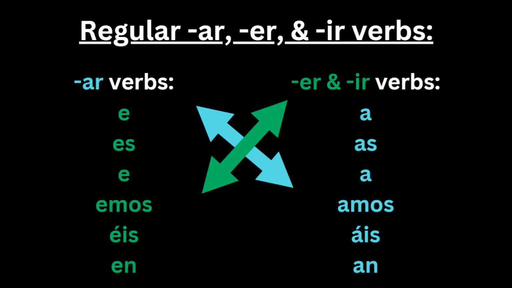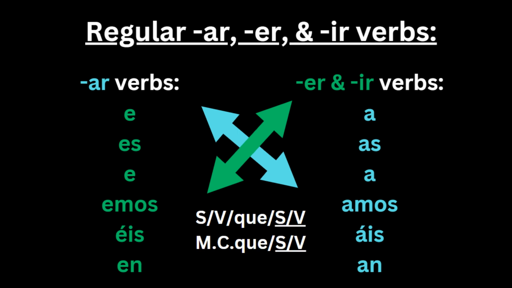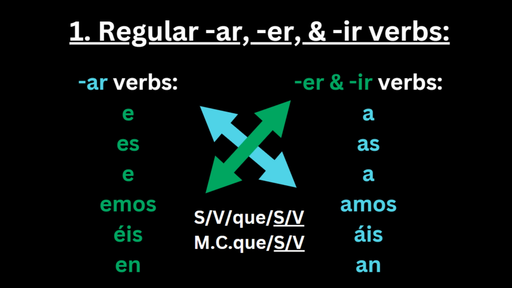That's how regular verbs function in the present subjunctive, specifically in the second part of the phrase, subject verb que, subject verb, or a main clause plus subject verb. Now that I showed how regular verbs work in the present subjunctive, you'll have to memorize this pattern because you will have to use it all the time whenever you want to say a sentence in the present subjunctive using any pronoun and any regular AR, ER, or IR verb. That's the first concept of the present subjunctive.